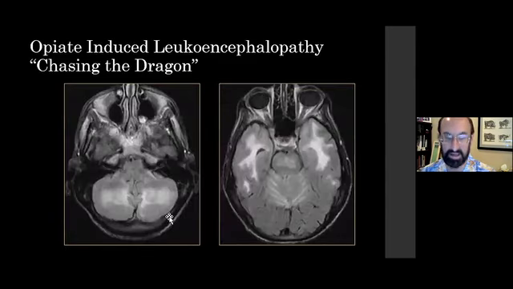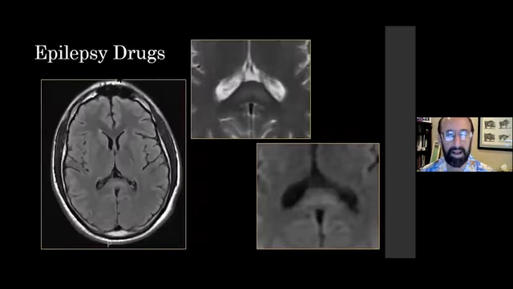Here's one that's maybe not quite iatrogenic, but self-induced, opiate-induced leukoencephalopathy, where you have all this bright signal intensity, both in the posterior fossa white matter as well as bilaterally in the temporal lobes. This is from a patient who was doing intranasal smoking of heroin, snorting.